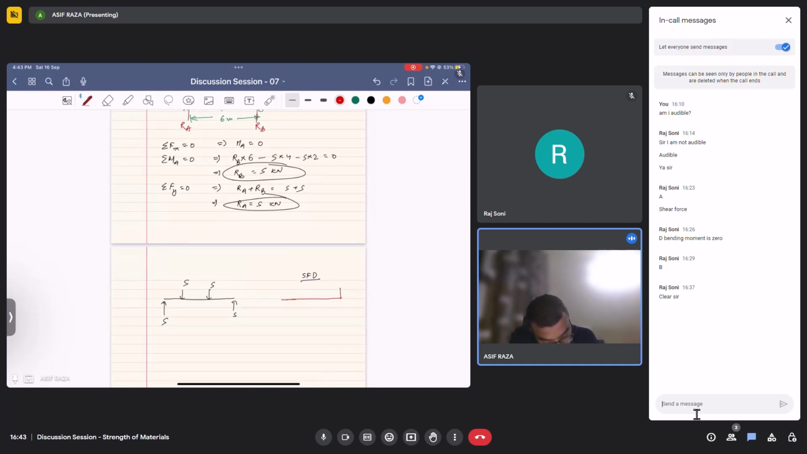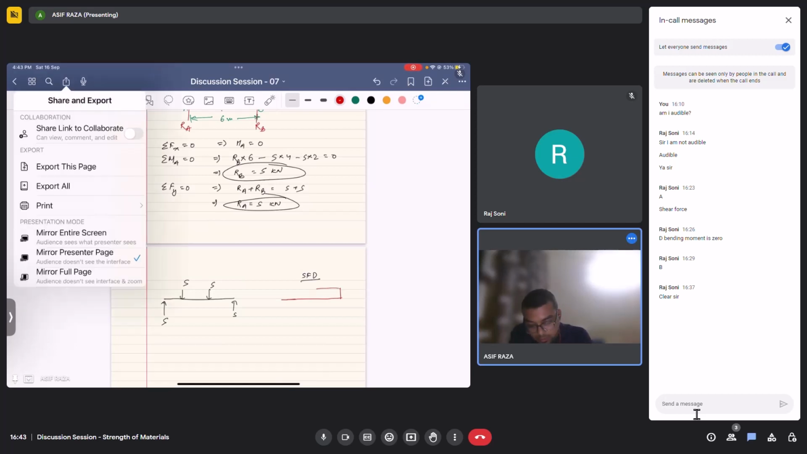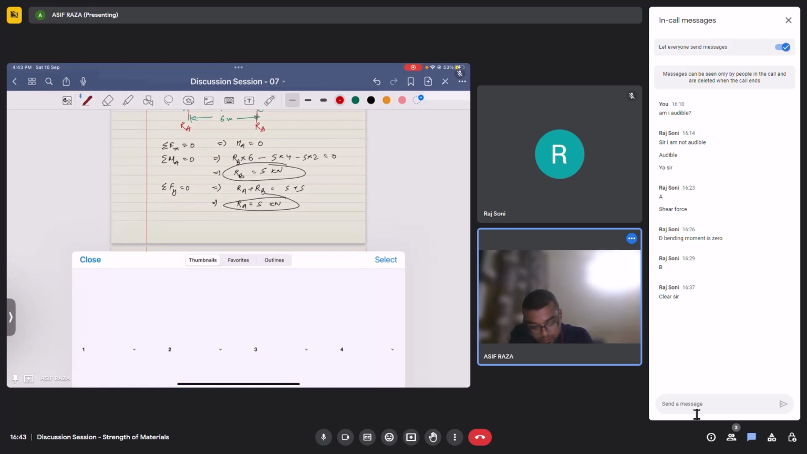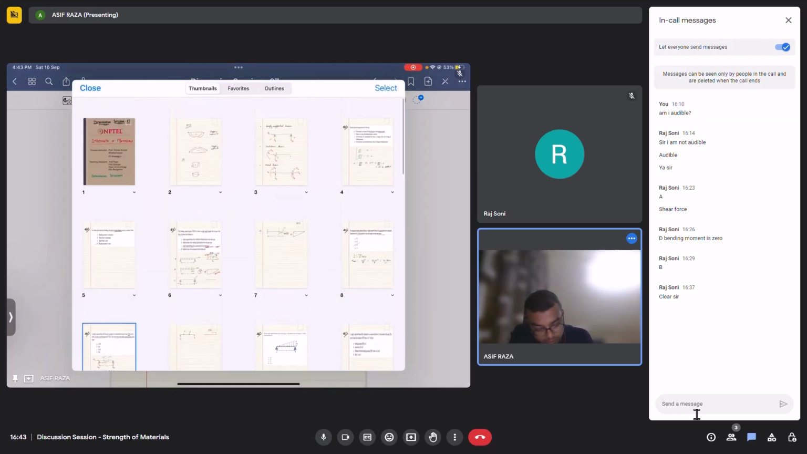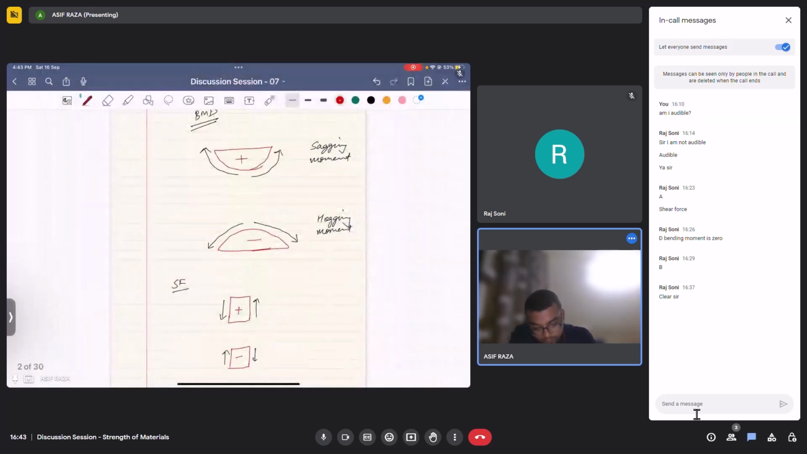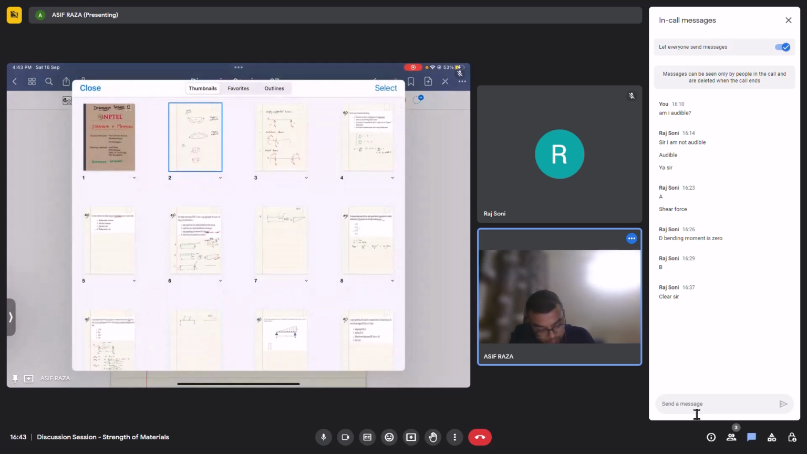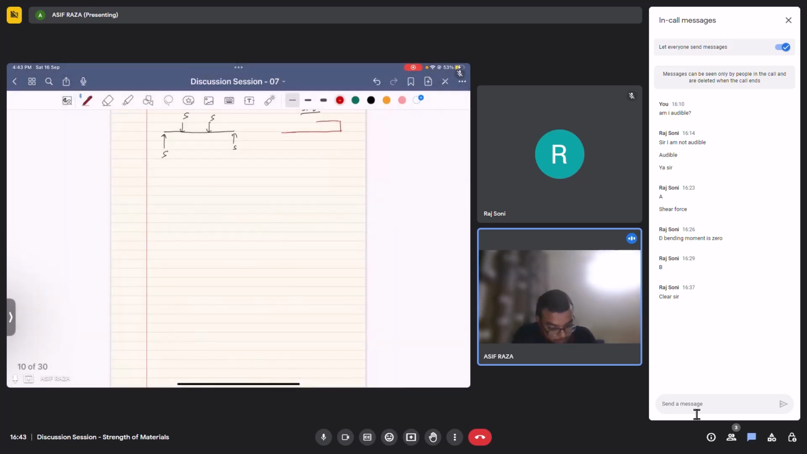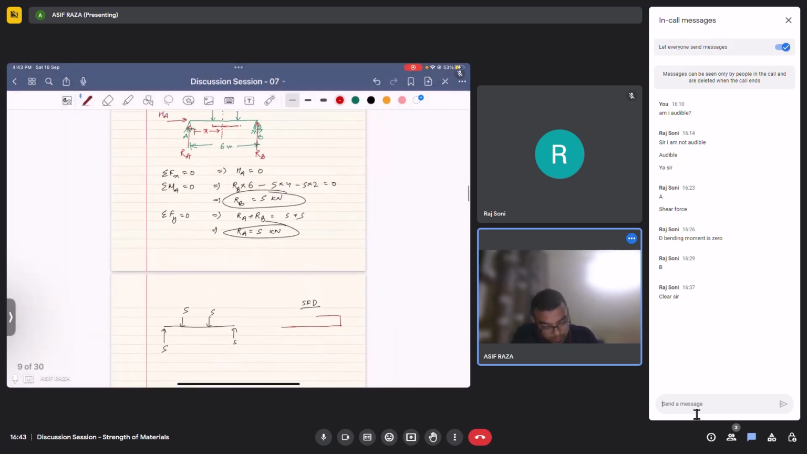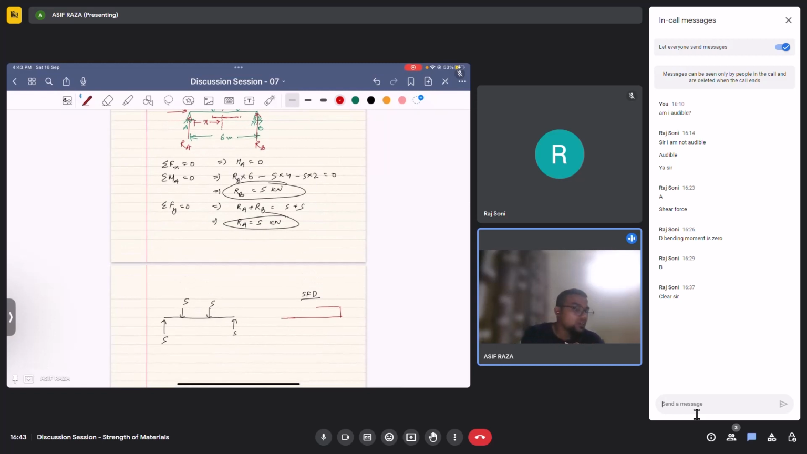Then till here it should be like this. Let me check the sign convention which I said. Yeah, so this is this. Okay, so right side upward positive, so this is 5.